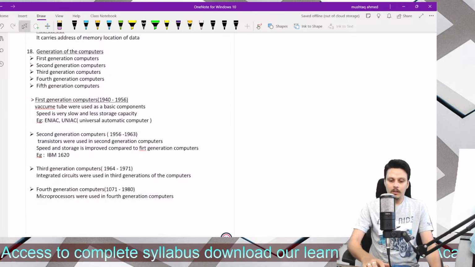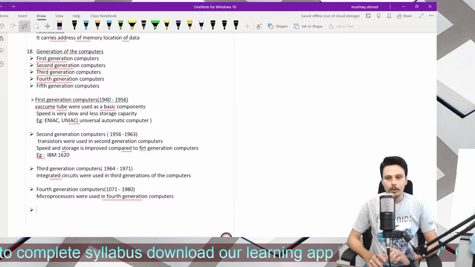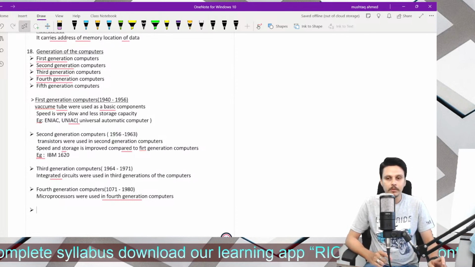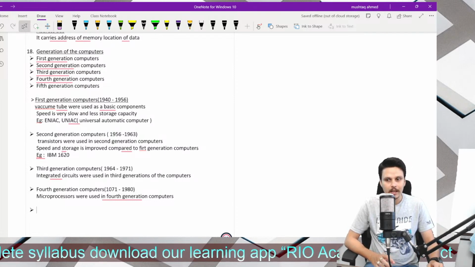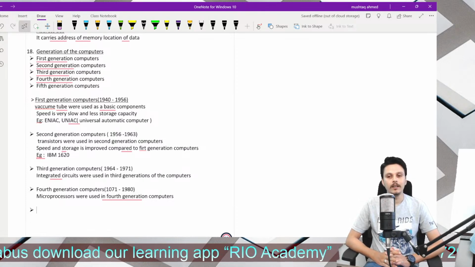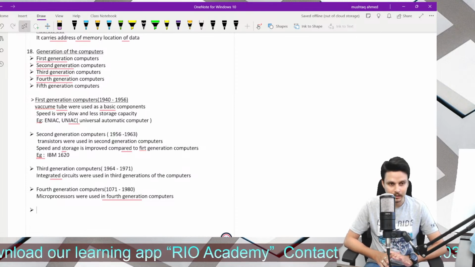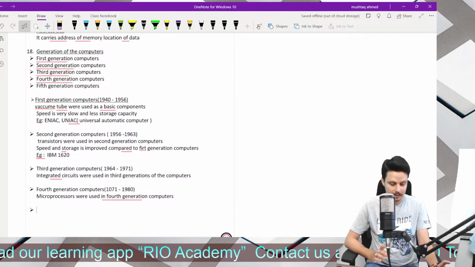Finally, fifth generation computers. All the computers we are using presently come under the fifth generation of the computers, and it is artificial intelligence. Presently the fifth generation computers means it is AI, that is robotics. It is artificial intelligence.